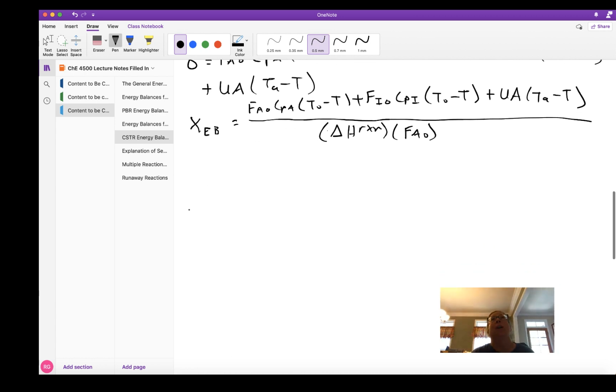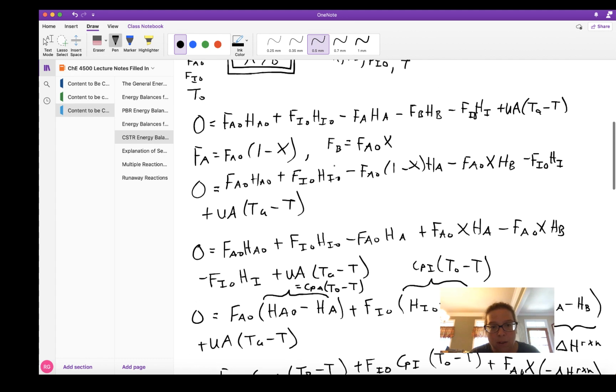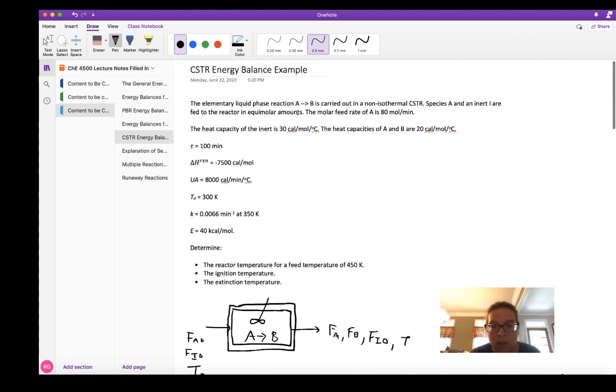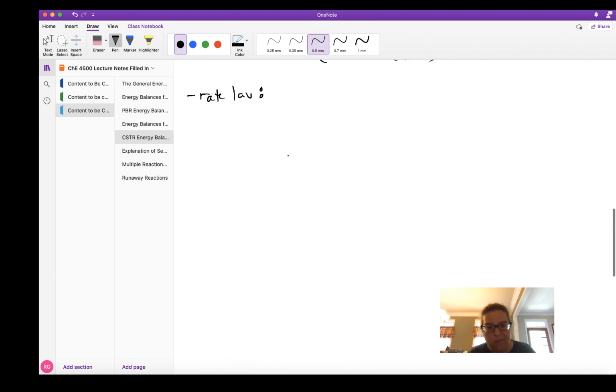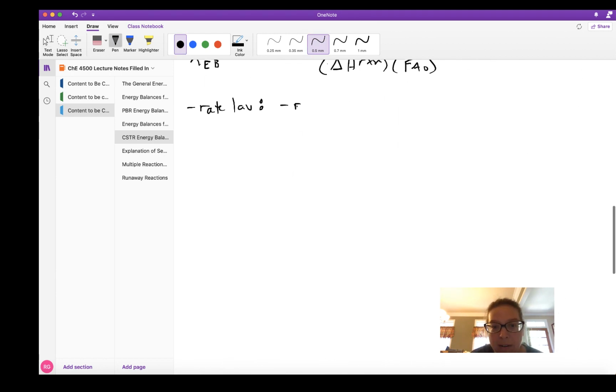So before I write down the mole balance, let me write down the rate law. So we go back to our reaction. This is an elementary liquid phase reaction, A goes to B. So that means that minus r_A is equal to k C_A. And this is a situation where it's liquid phase and there's no change in moles. Because of that, we can write this directly as a function of conversion without taking into account any volume changes. So that's going to be C_A0 (1 minus X) times k.